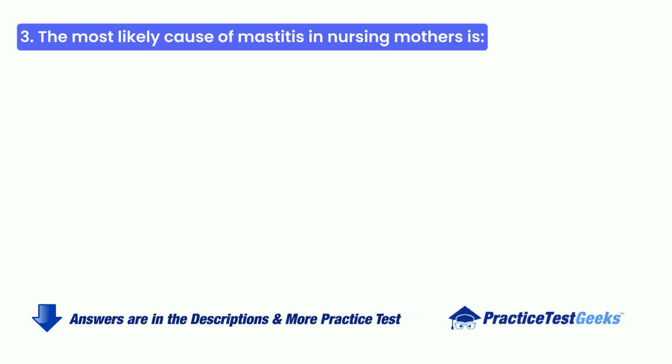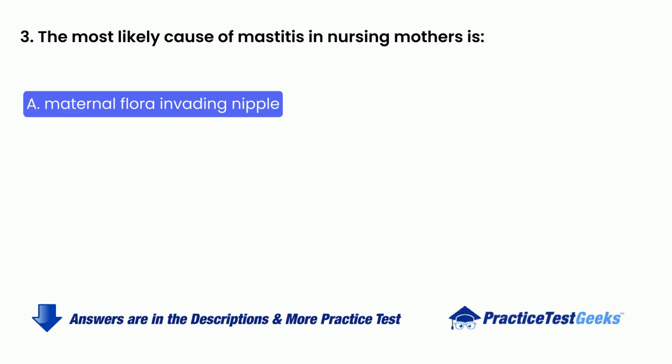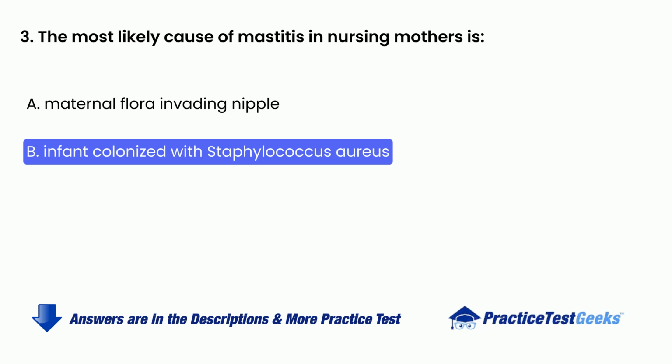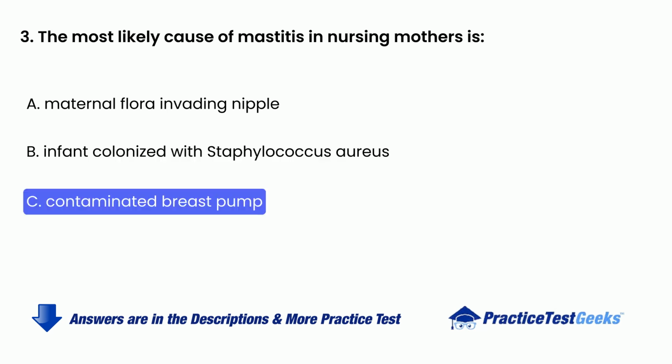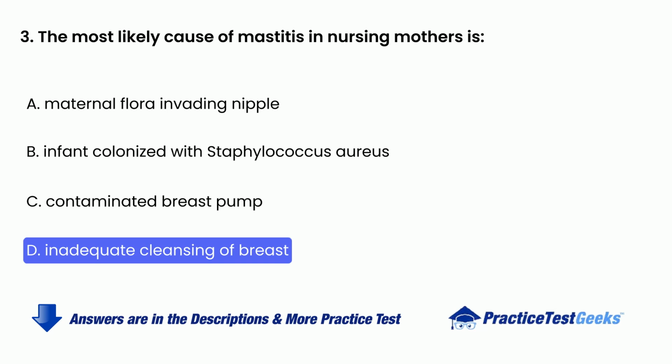The most likely cause of mastitis in nursing mothers is A. Maternal flora invading nipple. B. Infant colonized with Staphylococcus aureus. C. Contaminated breast pump. D. Inadequate cleansing of breast.